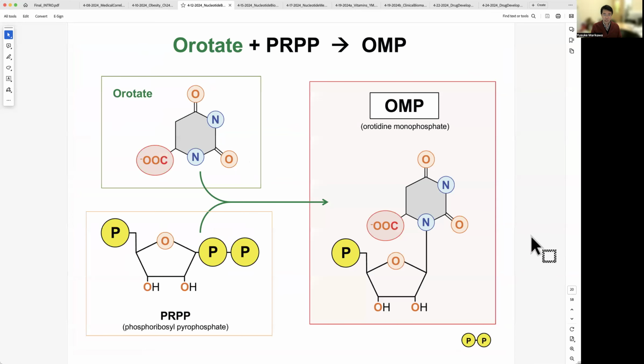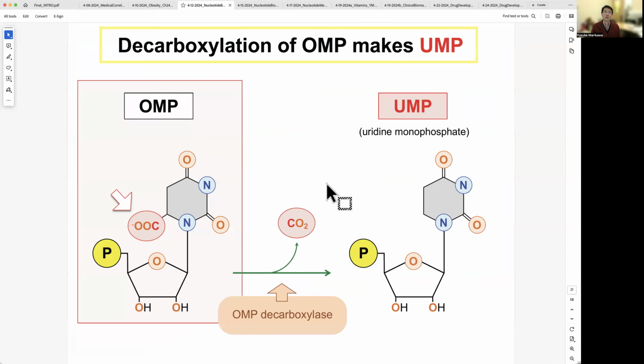Once you make the orotate and put it together with ribose phosphate, you have OMP, orotidine monophosphate. The next step is to make UMP, uridine monophosphate. This is a one-step reaction, decarboxylation. Simply removing the carboxyl group of OMP makes UMP. So decarboxylation of OMP makes UMP. This is pretty much what you need to know.